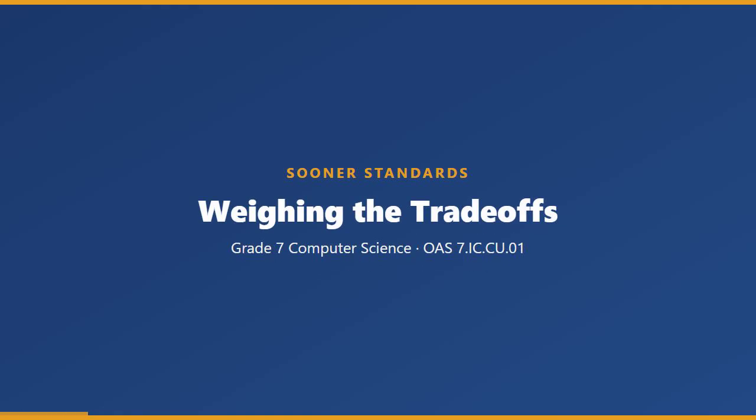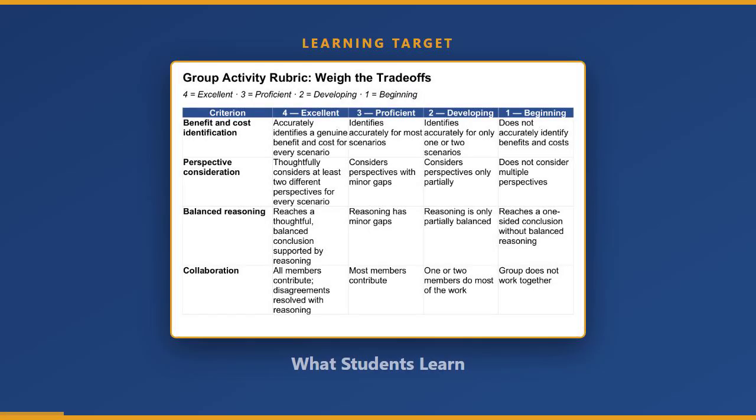Sooner Standards, Weighing the Trade-Offs of Automation in the Economy, a complete Grade 7 computer science unit for Oklahoma Standard 7.IC.CU.01. Students learn to describe the trade-offs of computing technologies like automation and explain their effects on economies and society.